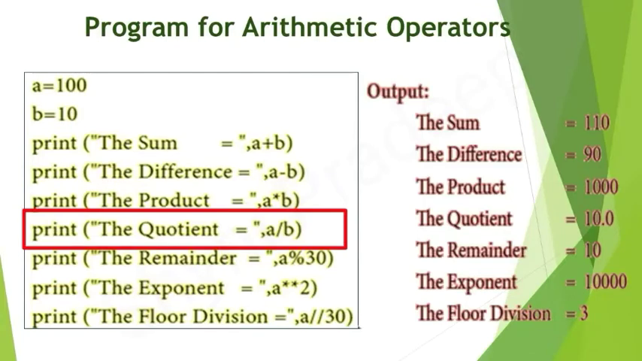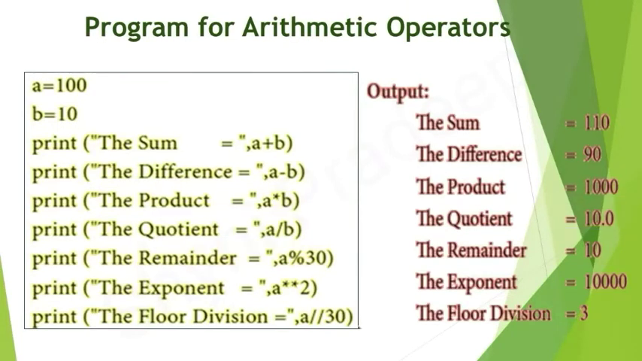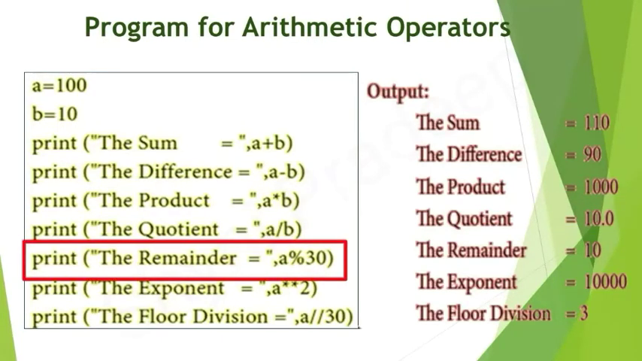Next, the quotient is equal to what? A divided by B. A, 100, divided by B, 10. So 100 divided by 10 returns the quotient value. Okay. What is the quotient value? 10.